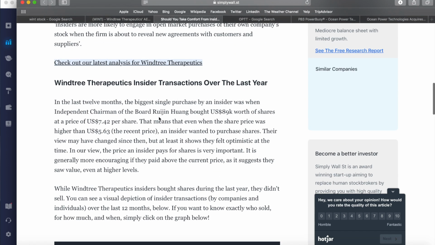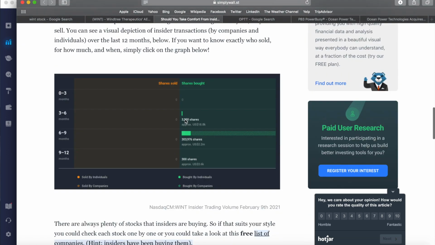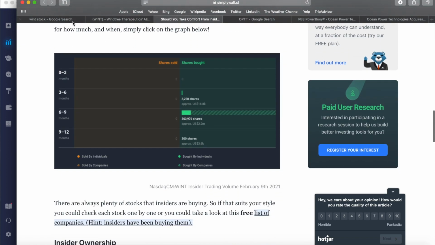I mean, they just talked about how this board member, Rujin Huang, spent 90 grand and actually is down right now. So, you know, they've got to work hard to get their money back pretty much. So just keep that in mind. So that's another good thing to be happy about with this stock.